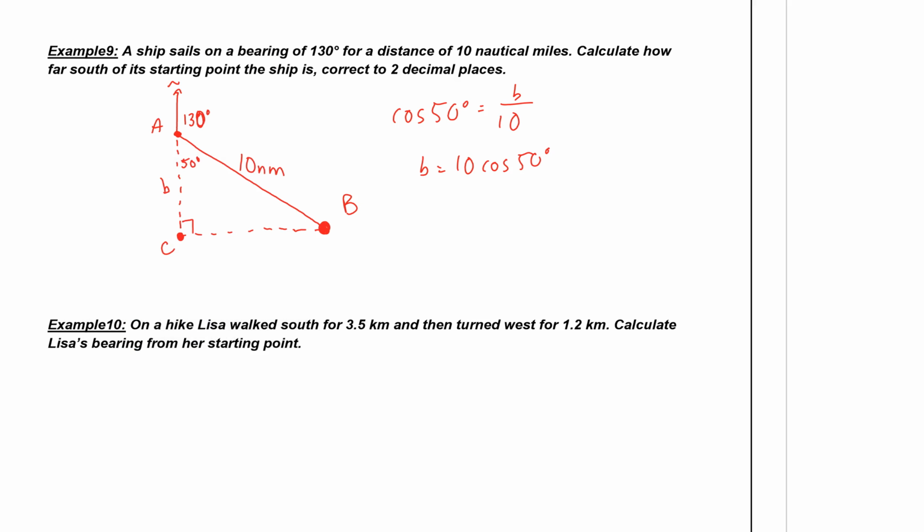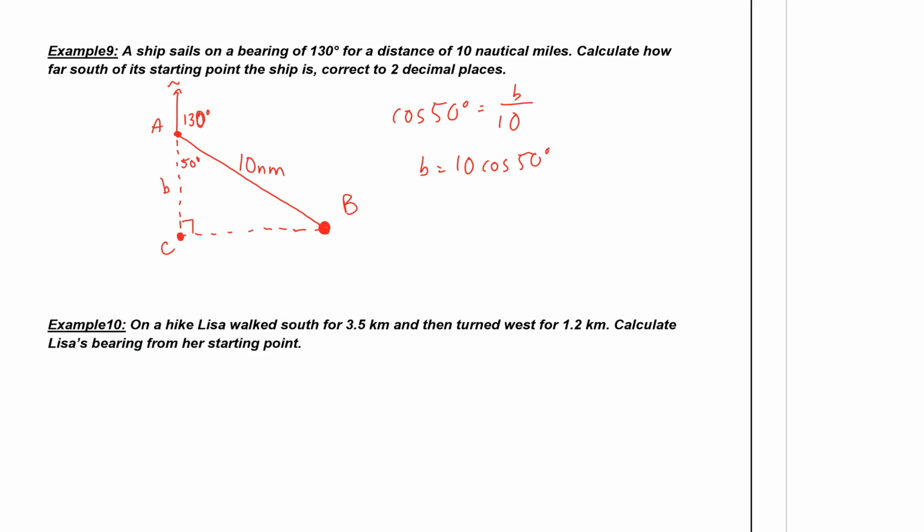Now what I want to know is Lisa's bearing from her starting point. So I need to know from her starting point here at A, from north, swinging around the clockwise direction, that it's going to be a bit more than 180 degrees. If this angle here is theta, then my bearing is 180 plus theta. Now, I could find theta in this right angle triangle because I have its opposite and adjacent sides. So I know that theta is the inverse tan of 1.2 over 3.5.